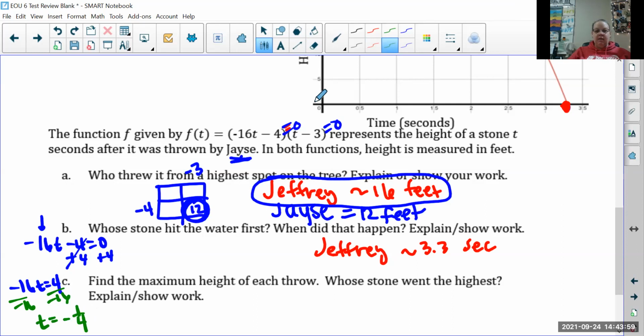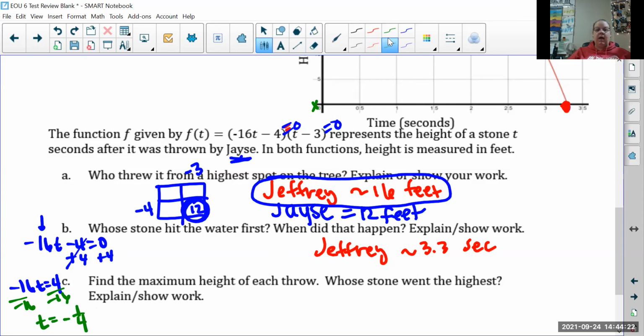That means this x-intercept is before, if you pictured it on the graph like Jeffrey's, before he actually threw it. So that's not the x-intercept we're talking about. That x-intercept really wouldn't make sense in terms of throwing the stone, because it didn't shoot up into the air with 1/4 of a second. So that one doesn't really make sense for this problem.